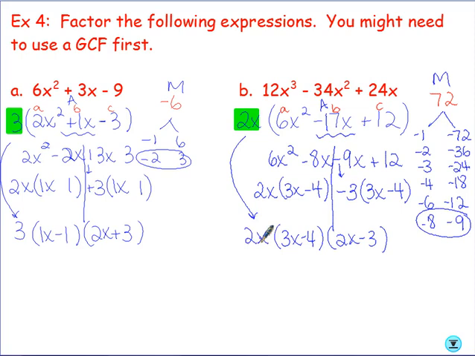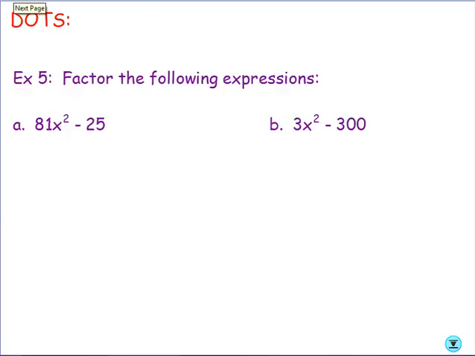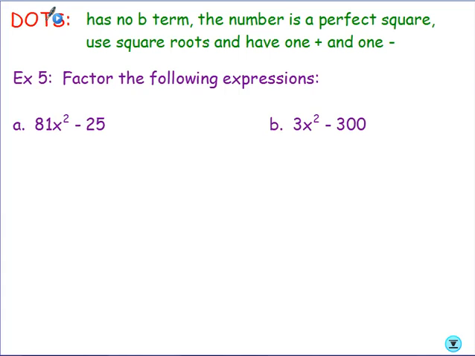Okay, so let's look at one more problem. These are quick again, don't worry. You remember DOTS? We've seen it before. Don't forget, DOTS has no middle term, no B term. We have perfect squares. We use square roots. One's positive and one is negative. The only difference between these DOTS problems now and the old ones is there are now two numbers to deal with. We have 81 and 25. But again, notice, no middle part.